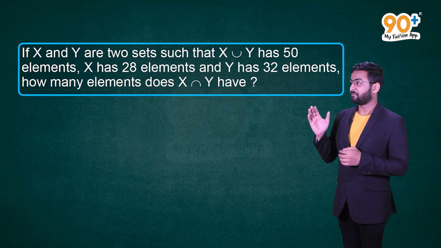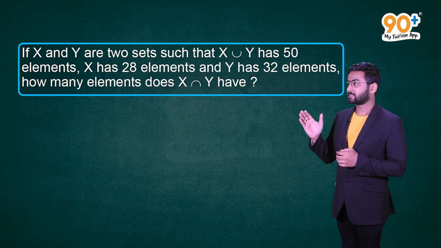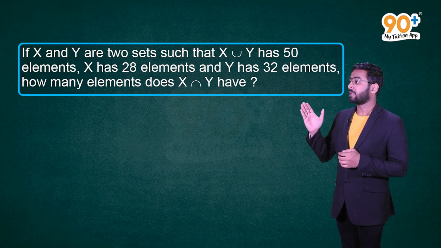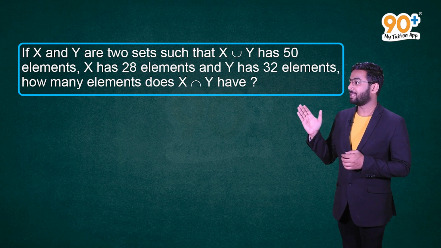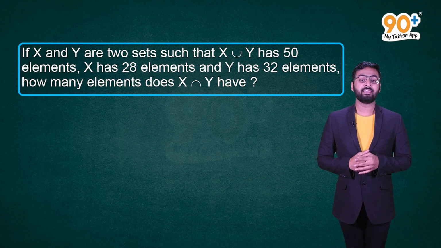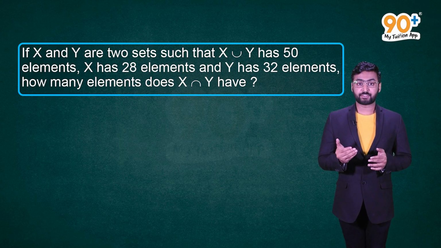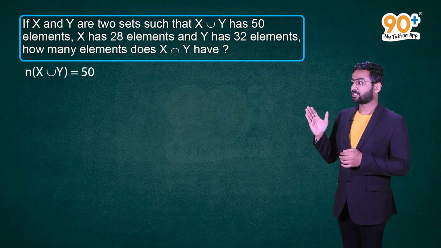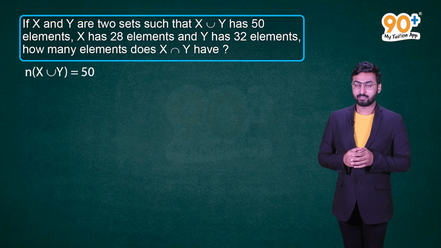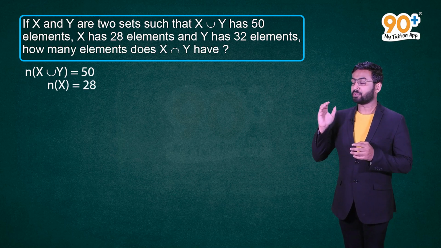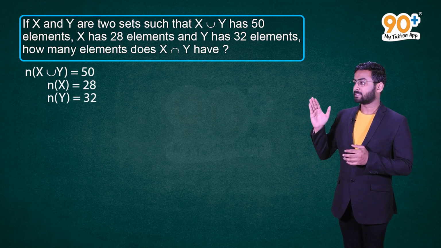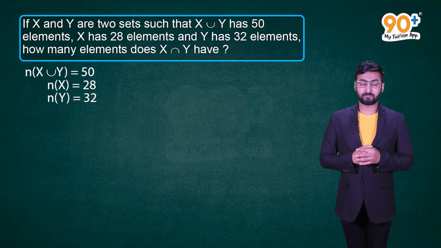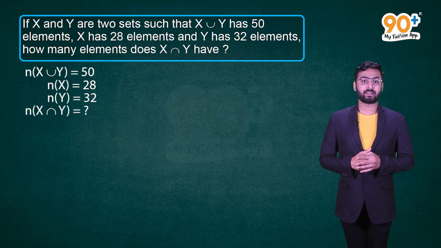First one, if X and Y are two sets such that X union Y has 50 elements, X has 28 elements and Y has 32 elements, how many elements does X intersection Y have? First, let's write down the given data. It's given n of X union Y is equal to 50, n of X is equal to 28, n of Y is equal to 32, and we have to find out n of X intersection Y.